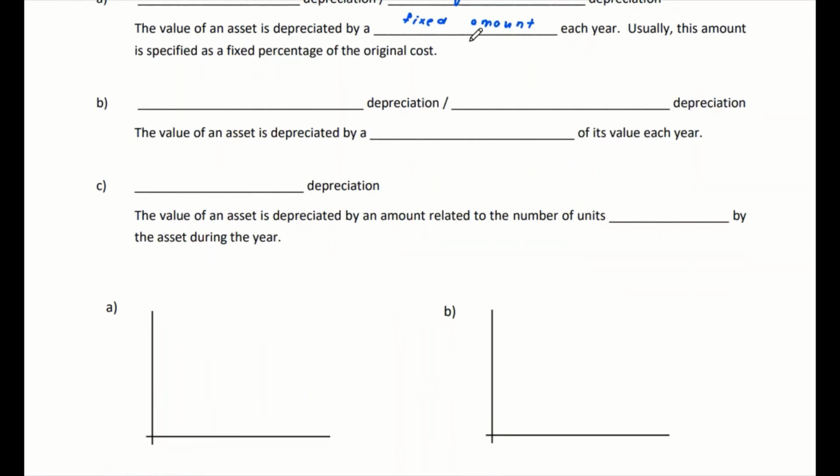Normally this amount will be specifically written as a fixed percentage. In just now's case, if you spend 10,000 and it decreases by 1,000, that means it's decreasing by 10% each year.